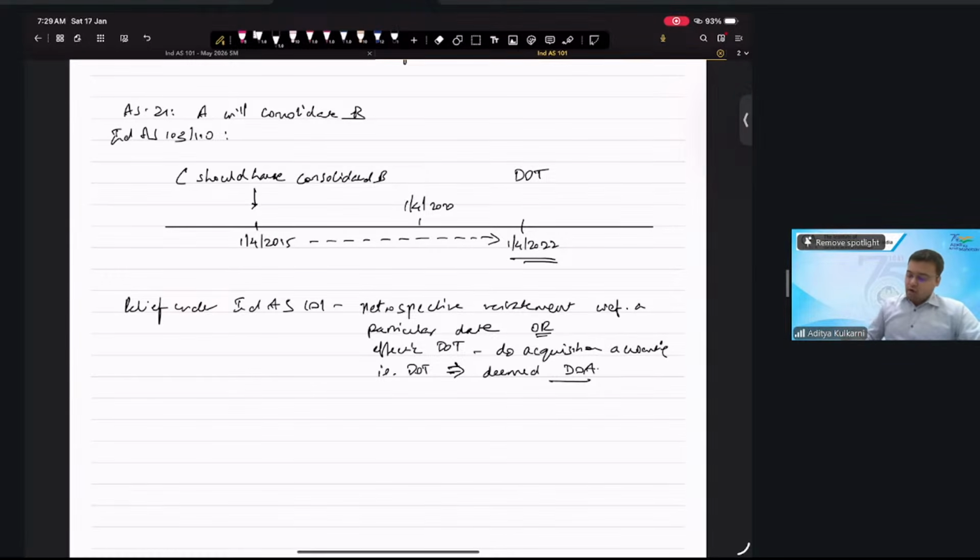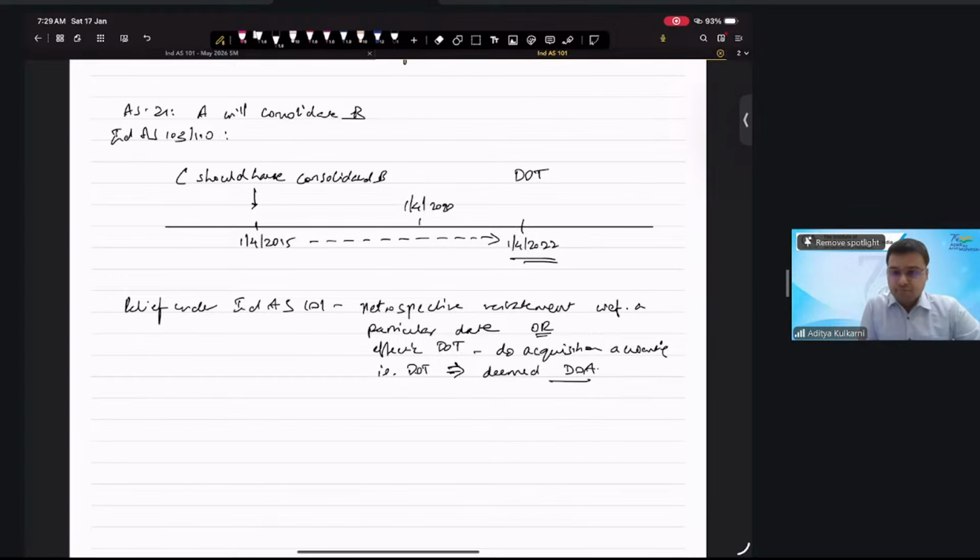Now, what will happen if I take a retrospective restatement date of 1/4/2020? What will happen is that if there is any acquisition prior to 1st April 2020, you can ignore those acquisitions. There is no need for you to do a restatement of those acquisitions. Are we okay with this?